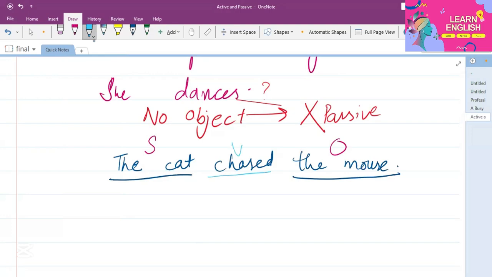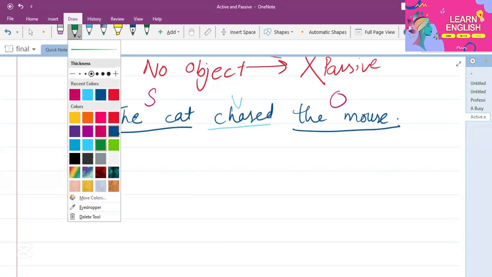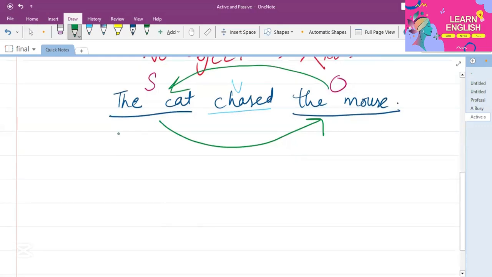This is an SVO sentence structure. The very first change that we are going to make is to replace or exchange the positions of subject and object. The subject will move to the position of the object, and the object will move to the position of the subject. This is rule number 1, changing positions. So what will we write in this sentence for passive voice? Instead of the cat, we will write the mouse.